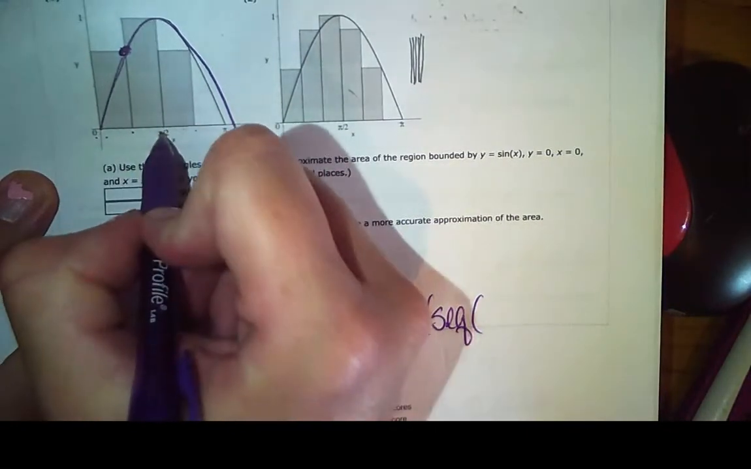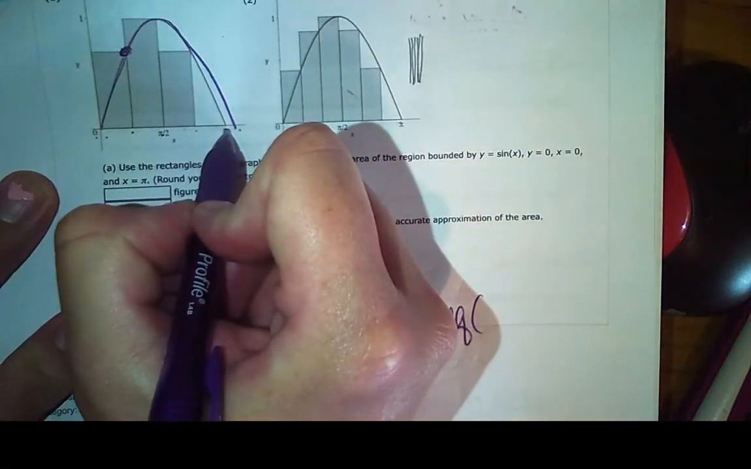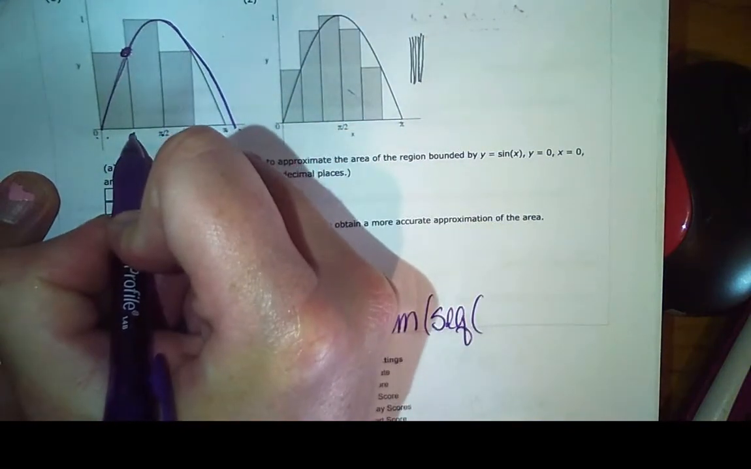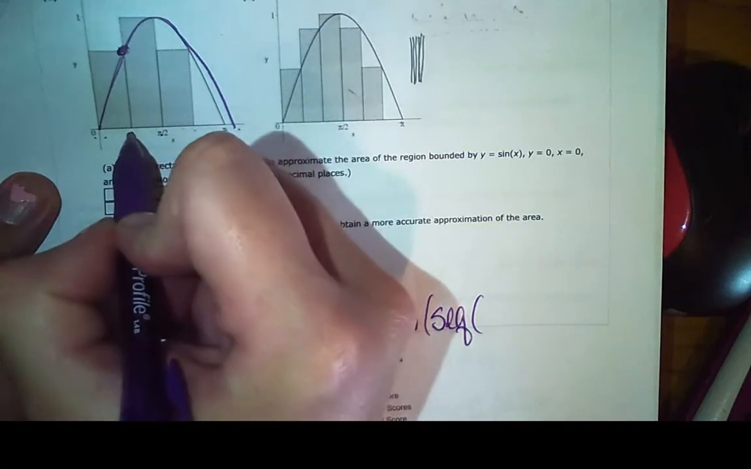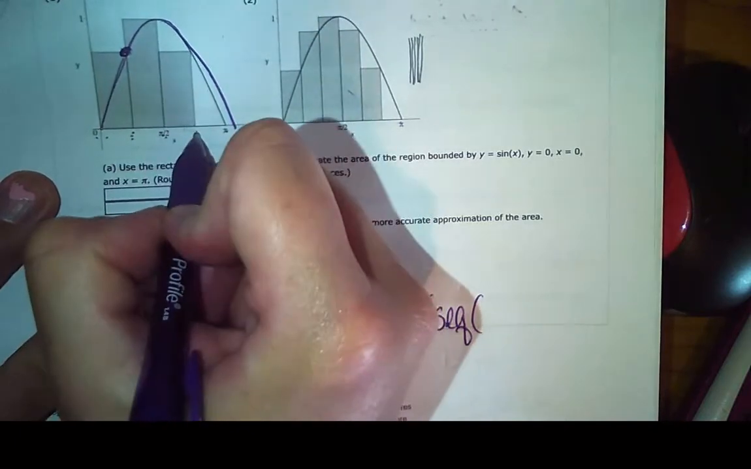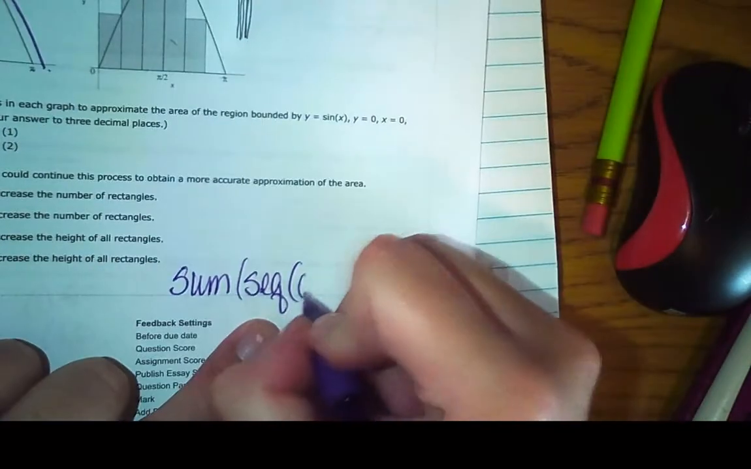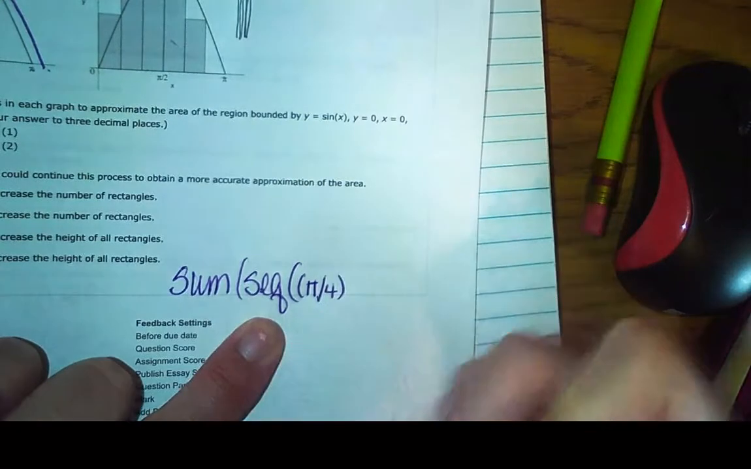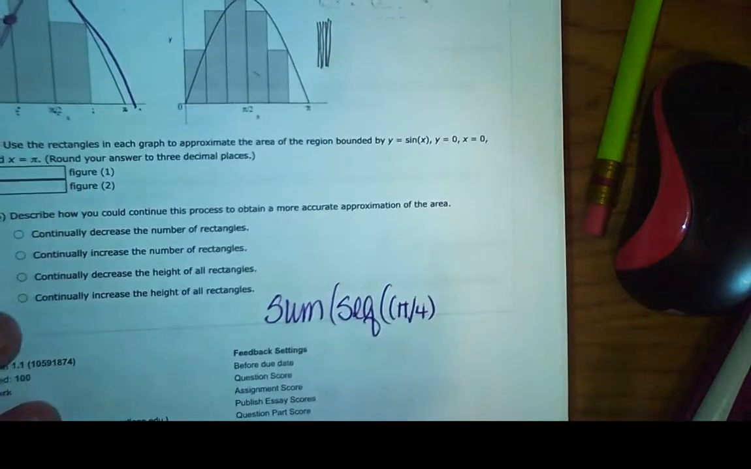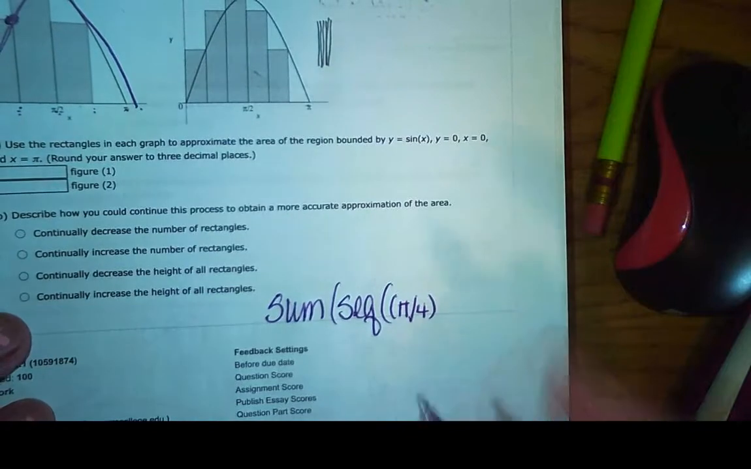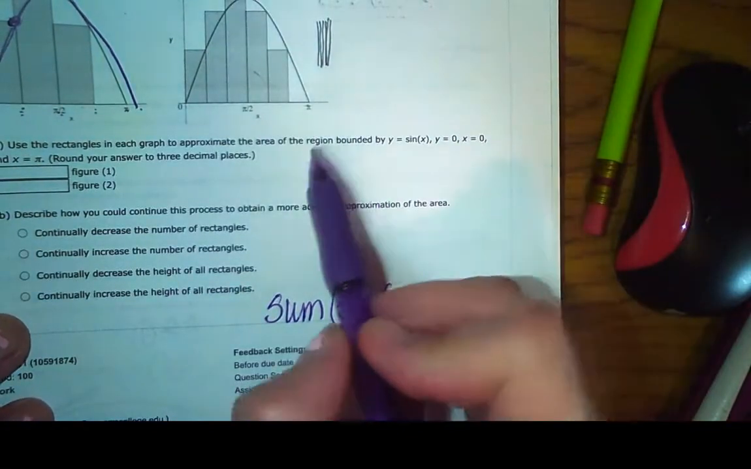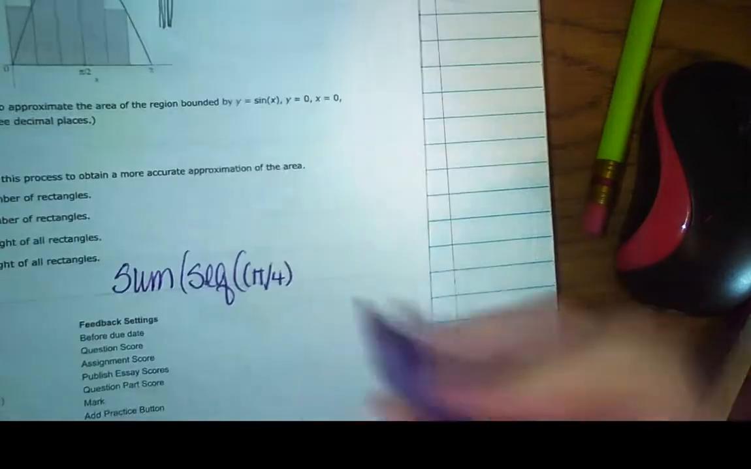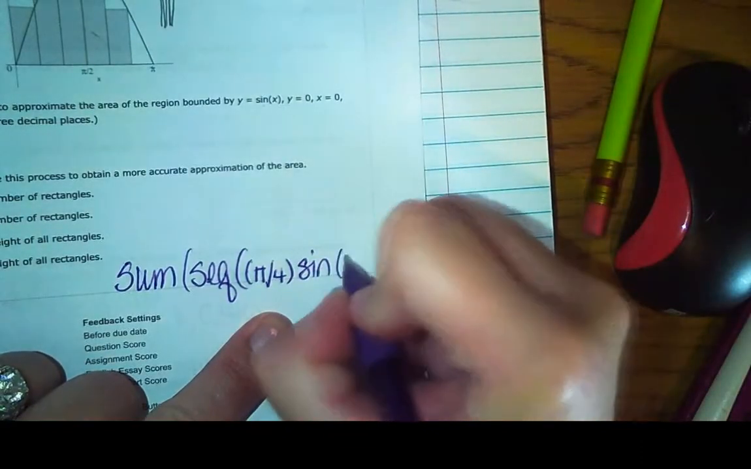Well, the width of each one of these on the first one, well, if this is 0, this is a half of a pi, and this is a full pi, okay, then this must be pi over 4. It's a fourth of a pi. So this is pi over 4, pi over 2, 3 pi over 4, and pi. Okay, so how wide is each rectangle? It is pi over 4 wide. How tall is each rectangle? And remember, your height is going to be determined by your function. So my function is sine. Okay, so I have sine x.